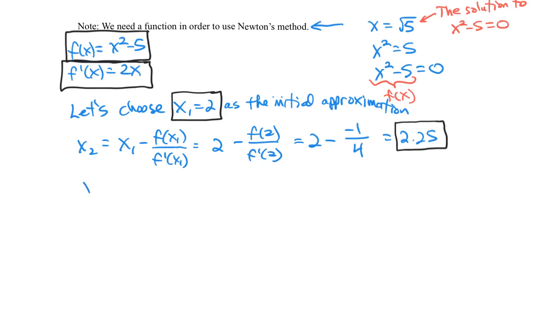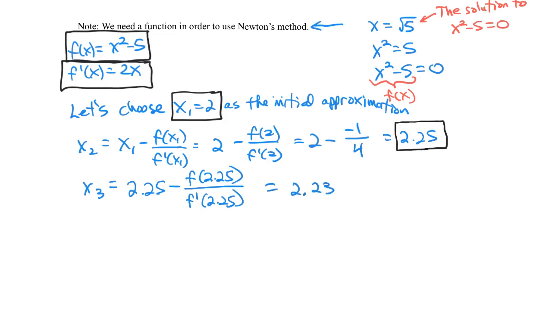If we were to do this one more time, we would take 2.25 minus the function evaluated at 2.25 divided by the derivative evaluated at 2.25. And if we went through that math, we would get roughly 2.236, and then there's a whole bunch of digits. So that'd be our next approximation.